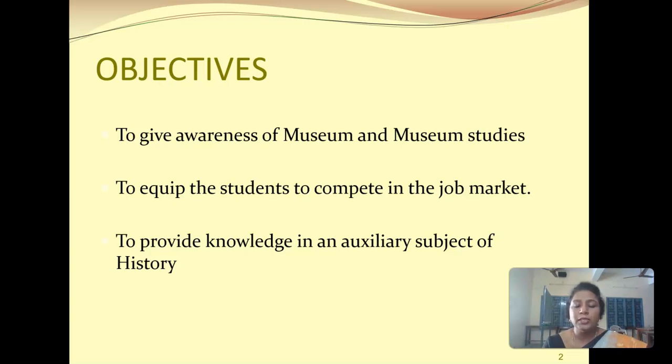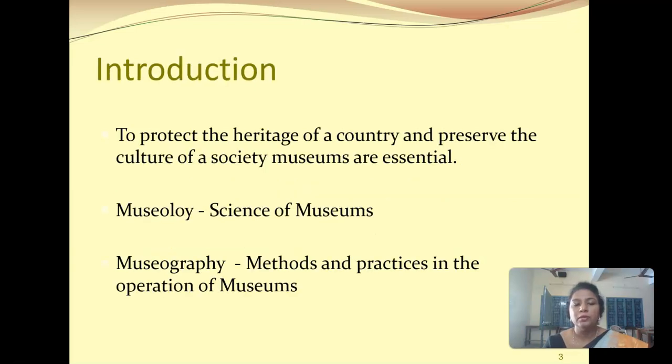And also it provides an auxiliary subject of history. It not just provides a job, but also it helps in the study of history. So knowing about museology is very, very important as a student of history. So, what is museology?